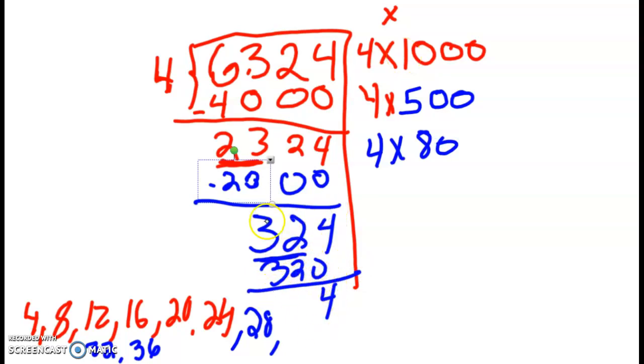4 minus 0, 2 minus 2, 3 minus 3. Okay, 4 times 1, we subtract 4 once more, and we do not have a remainder. Final answer is 1,581.